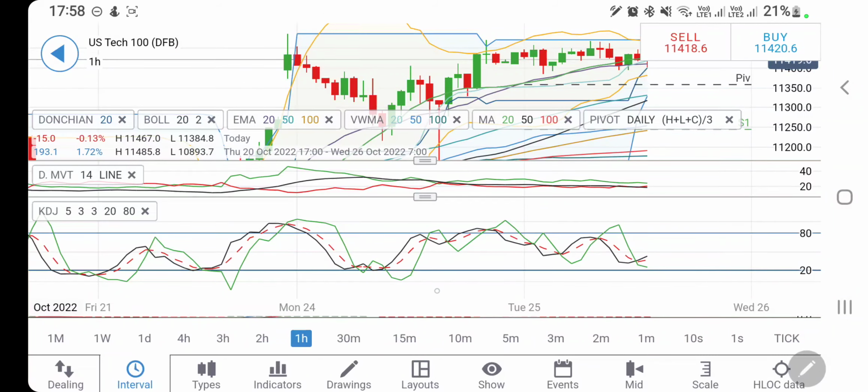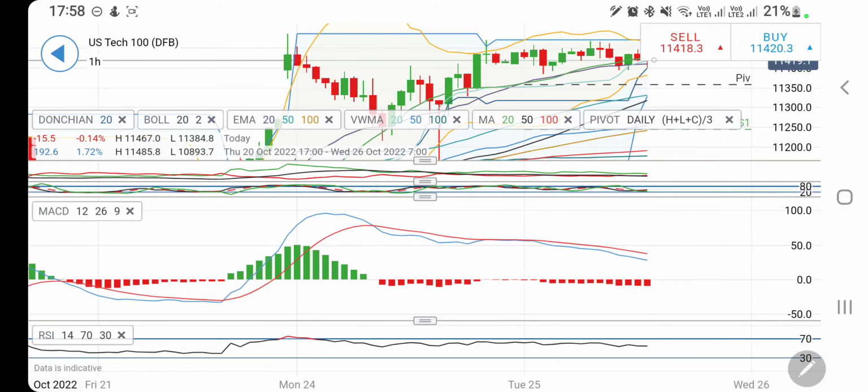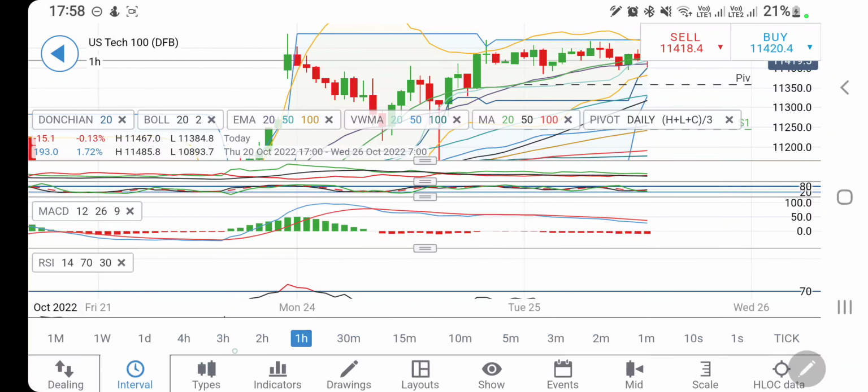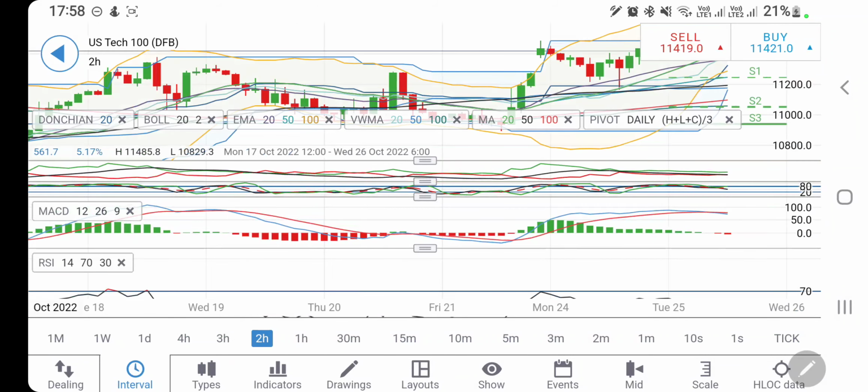Directional movement moderately bullish, stochastic looking upwards. The MACD divergent and bearish here. It is trading flat. It is trading with little divergence. RSI trading flat at comfortable levels.